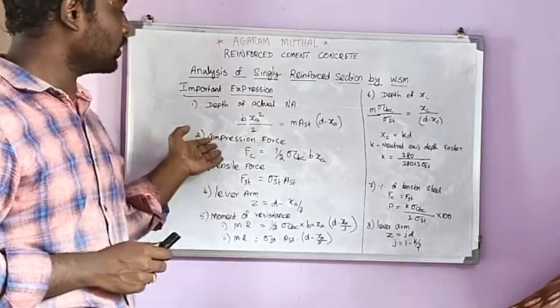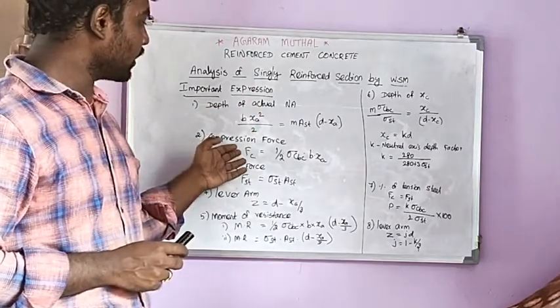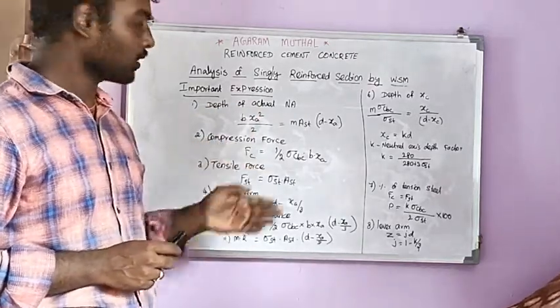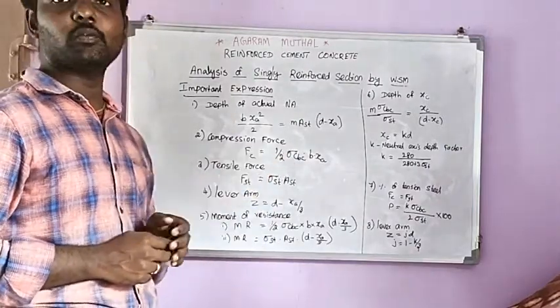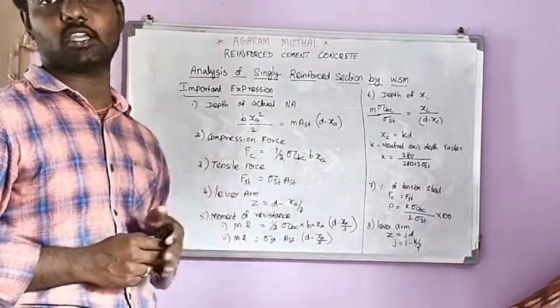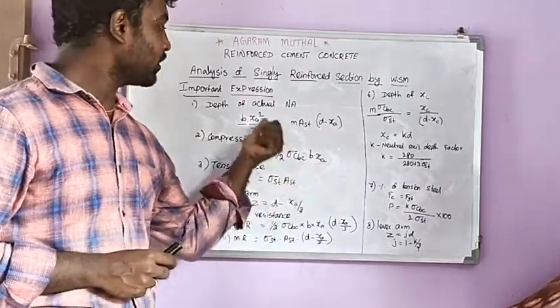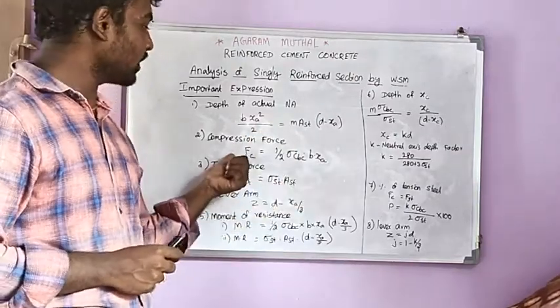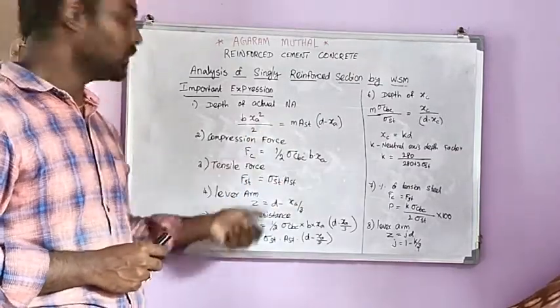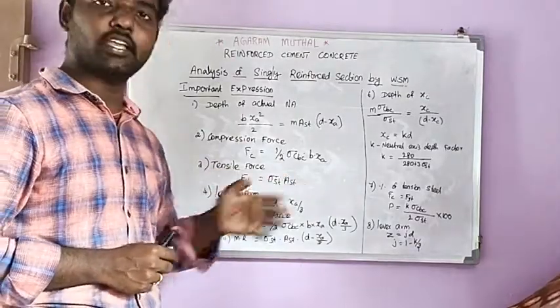And the second one, the compression force. This has the expression Fc equal to half of sigma cbc into b into Xa, where sigma cbc is nothing but 1/3 of fck, and b is the breadth of the beam, and Xa we can calculate from this expression, substitute the values, and get the value of the compressive force. And for tensile force, Fst equal to sigma st into Ast.